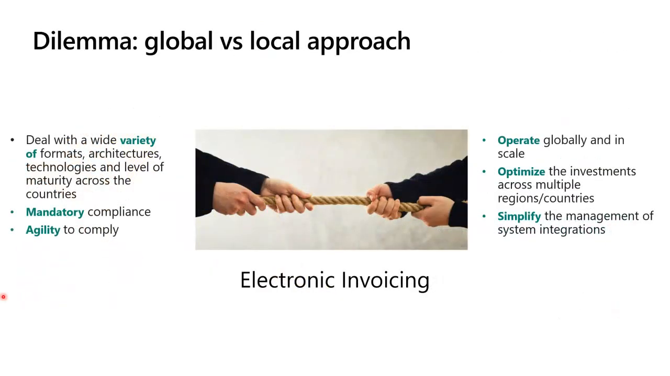So this is a common dilemma for most global organizations with branches spread across different countries and regions when they have to comply with electronic invoices. From one side, they need to deal with requirements that lead to a variety of formats, architectures, technologies, and maturity levels to comply with local regulations. And the requirements are also mainly mandatory and expose the organization to tax fines or other penalties in case they do not comply with them. And quite often they are enforced by date. Then it's necessary to have agility to respond to such demands.